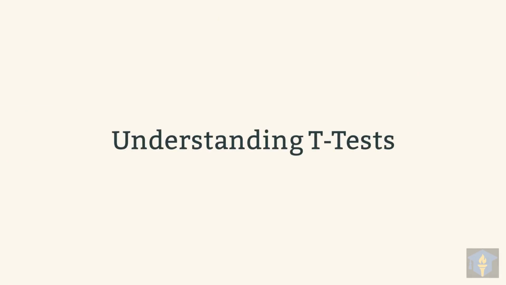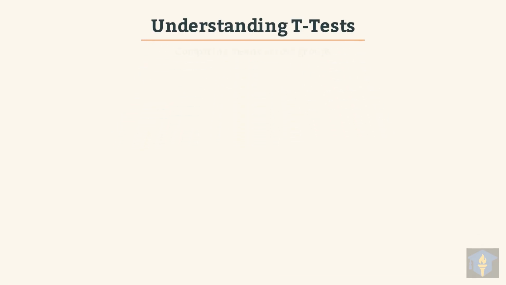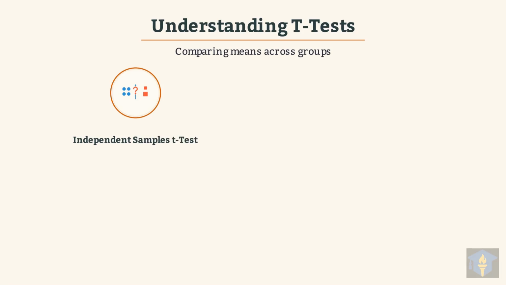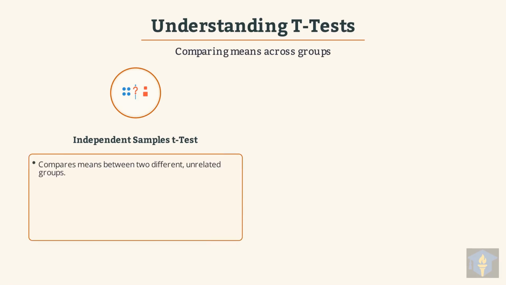Now, let's delve into understanding t-tests, a fundamental statistical tool for comparing group means. The primary goal of t-tests is to compare means across different groups, helping us identify significant differences. First, we have the independent samples t-test, used for comparing two distinct and unrelated groups. This test compares the average scores, or means, between two different groups that are not related to each other.